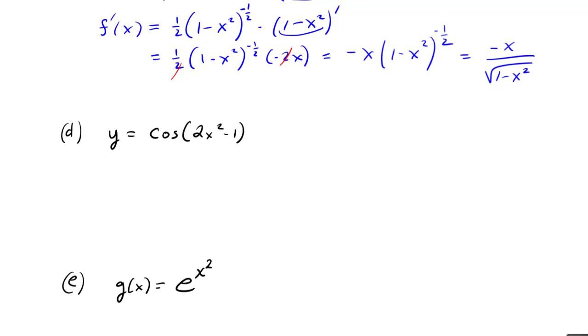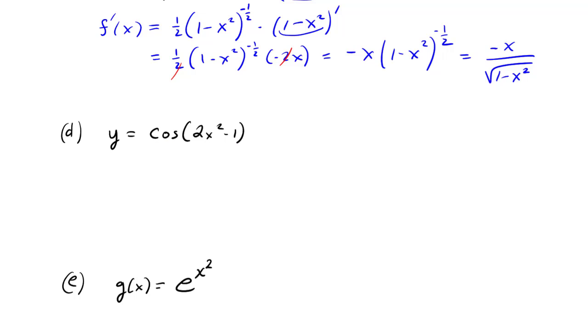Again, it depends on what we want to do with it. Okay, here's a good one, because it doesn't always have to be a power on the outside. Here I have cosine of 2x squared minus 1. The cosine is not cosine of x times 2x squared minus 1. It's cosine of 2x squared minus 1. So on the outer look of this, it's cosine of something.